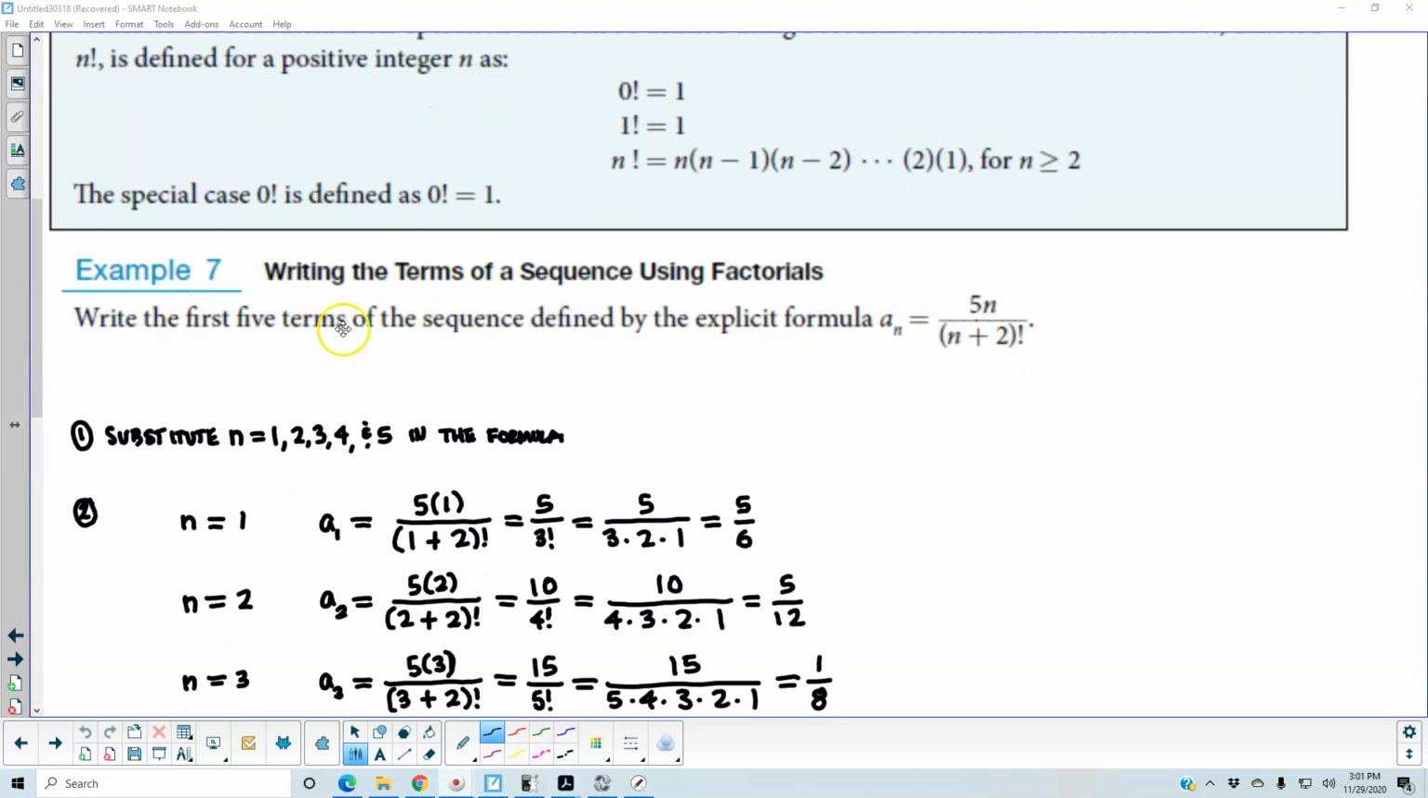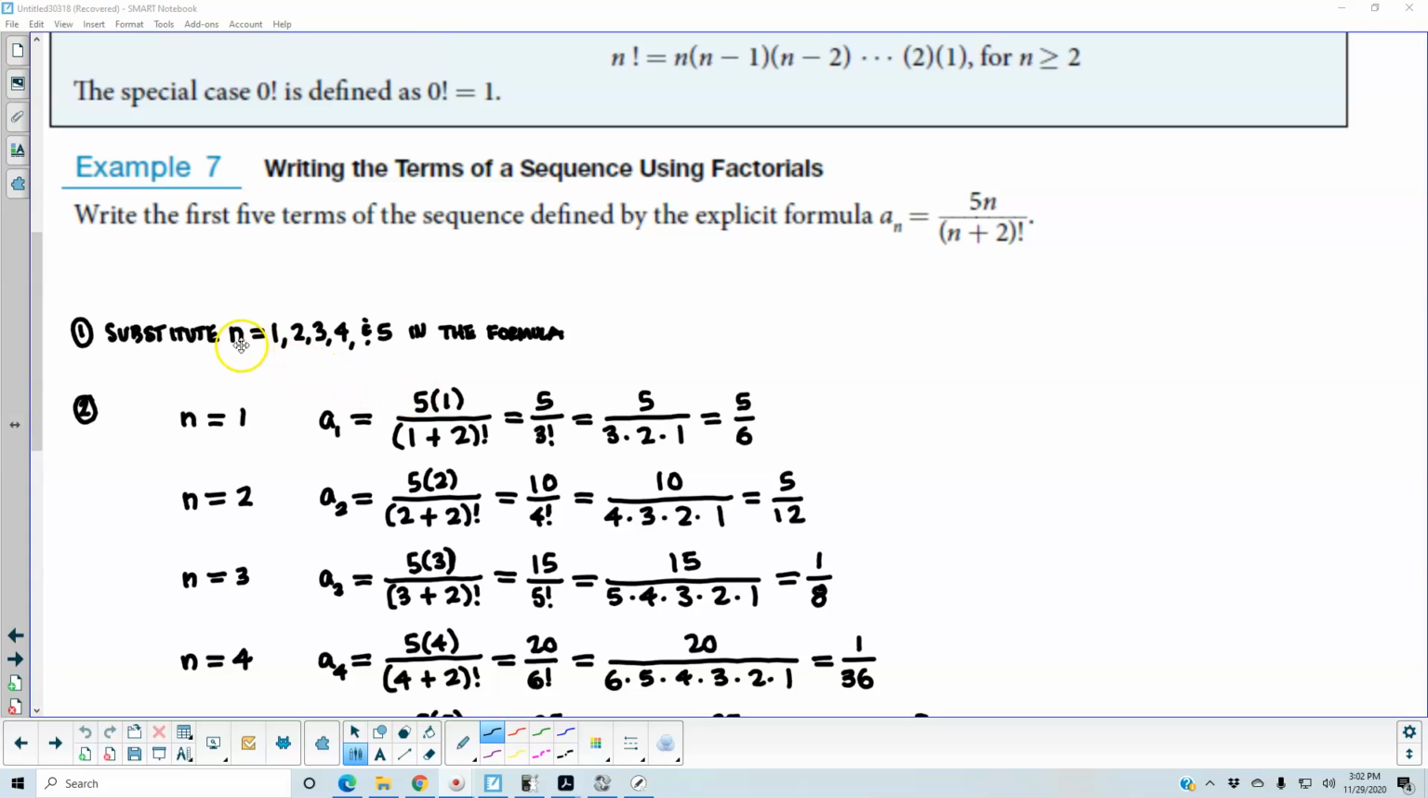So for example 7, we're going to write the terms of a sequence using factorials. We're going to write the first 5 terms of the sequence defined by the explicit formula a subscript n, which is equal to 5n over (n plus 2) factorial. So we're going to substitute n equal to 1 through 5 in the formula.